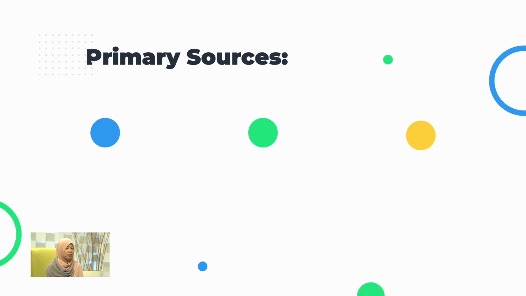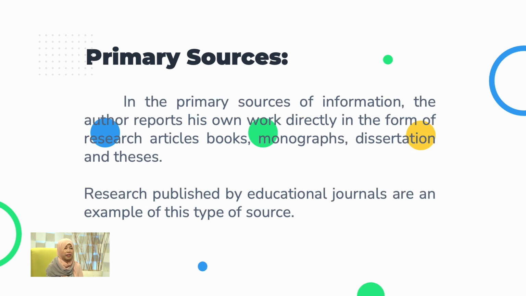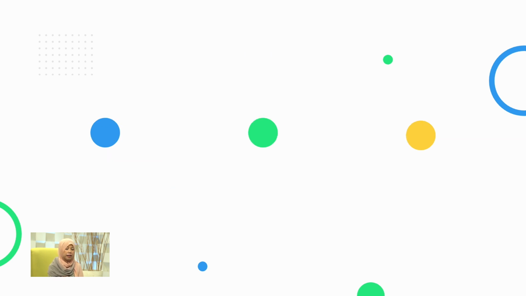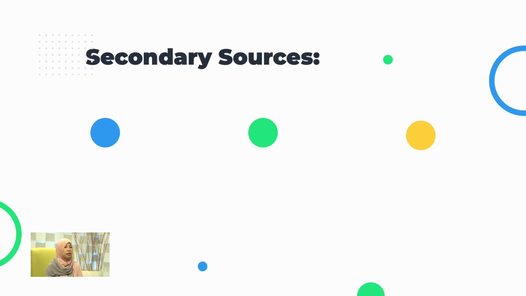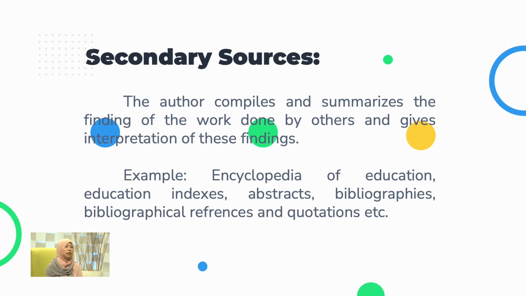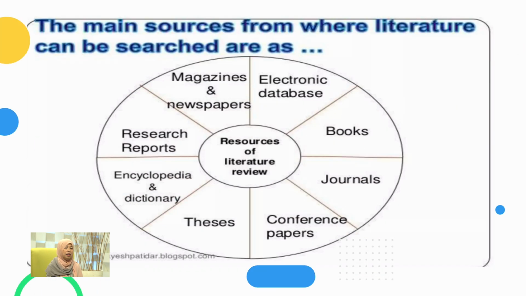Okay, look at the primary sources, which are the authors' findings or the authors' reports, which have not been published yet in other journals. And then the secondary sources are those online or in the library, which are published by other scholars, so that you can refer to these as part of your literature review. Okay, you can see here, these are the sources of this literature, where you can get it from magazines, newspapers, electronic databases, books, journals, conference papers, theses, encyclopedias and dictionaries, and also research reports. So this is mainly based on the secondary sources.